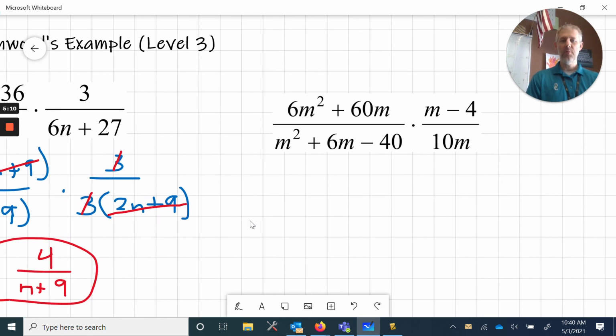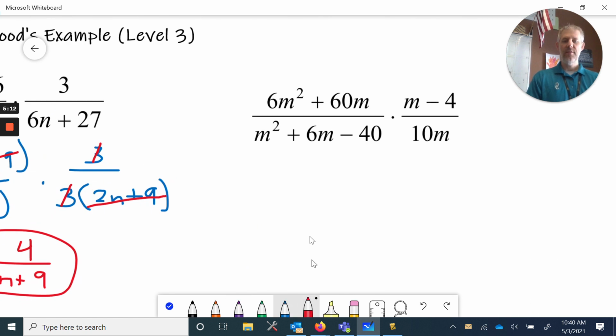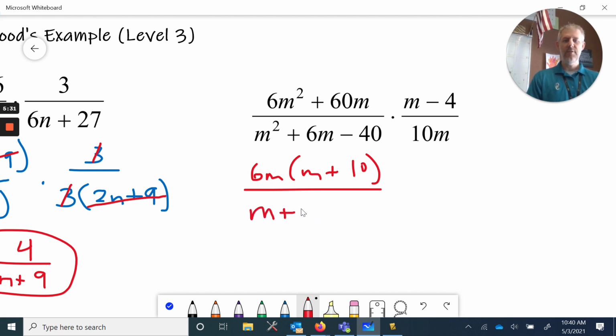We'll take out one more example. This one's got some heavier duty factoring in it, making it a little more difficult. So we have 6m is my common factor for 6m squared and 60m. That'll simplify to 6m times m plus 10. This one is a special trinomial, so you can factor with the box. I've got some videos on that. You can go check it out on my channel. So this will factor to m plus 10, m minus 4.